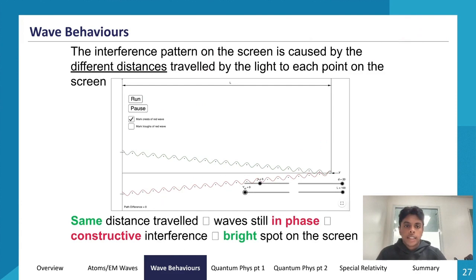The interference pattern on the screen is caused by the different distances traveled by the light to each point on the screen. If they travel the same distance from these two point sources, they'll be in phase, and so they'll undergo constructive interference.